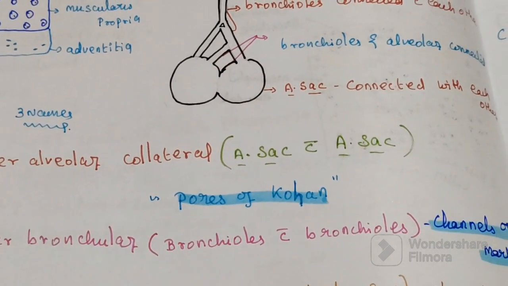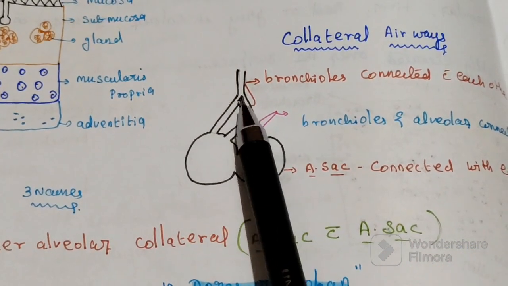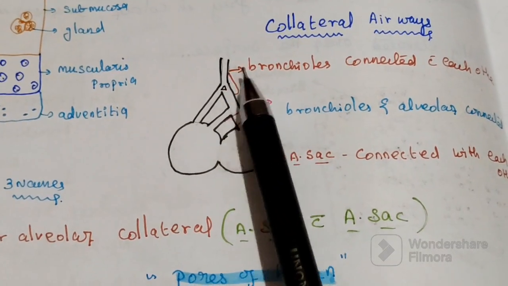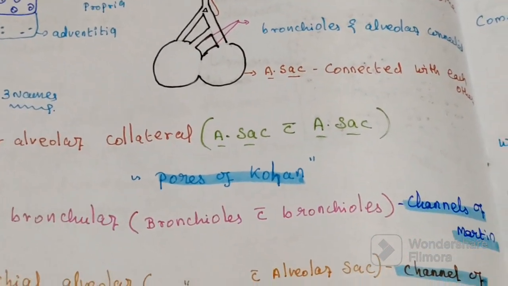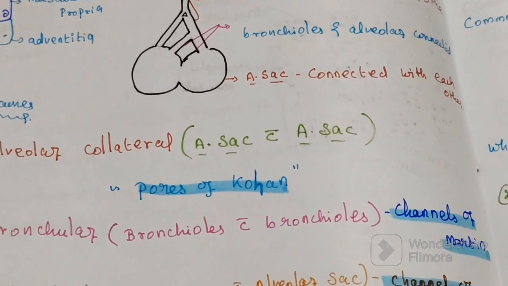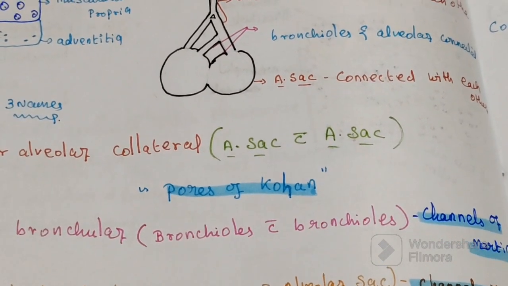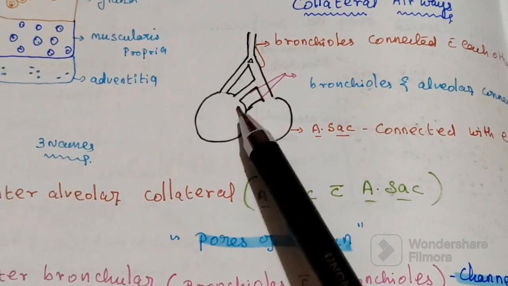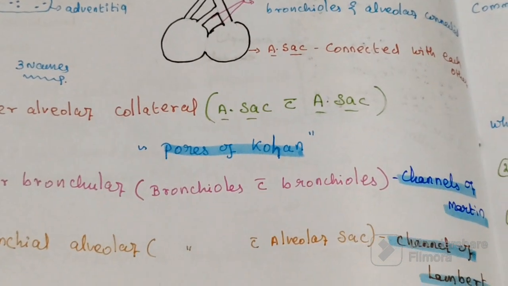Multiple bronchioles are connected with each other. Bronchioles connected with each other are known as the channels of Martin. A bronchiole connected with an alveolus is known as the channel of Lambert.